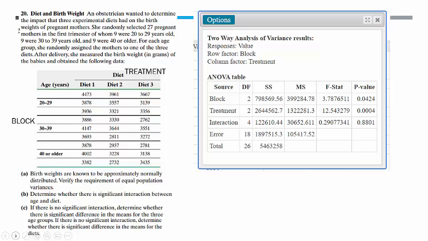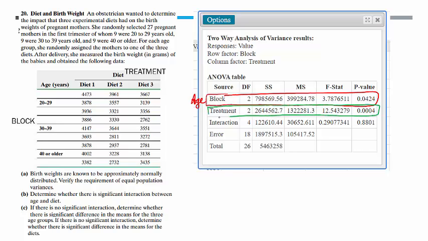Okay, and so here are our 3 tests. The test for the different blocks. Remember, block was age, so the age effect. And then we have the test for the treatment, which is diet, right here. And then we have the one that we should look at first, which is the test for interaction, right here. Okay, so the test for interaction, that one we should always look at first, right? And so we look at it. Did they give us significance level? They didn't give us significance level, so let's say at alpha equals 0.05 as usual.